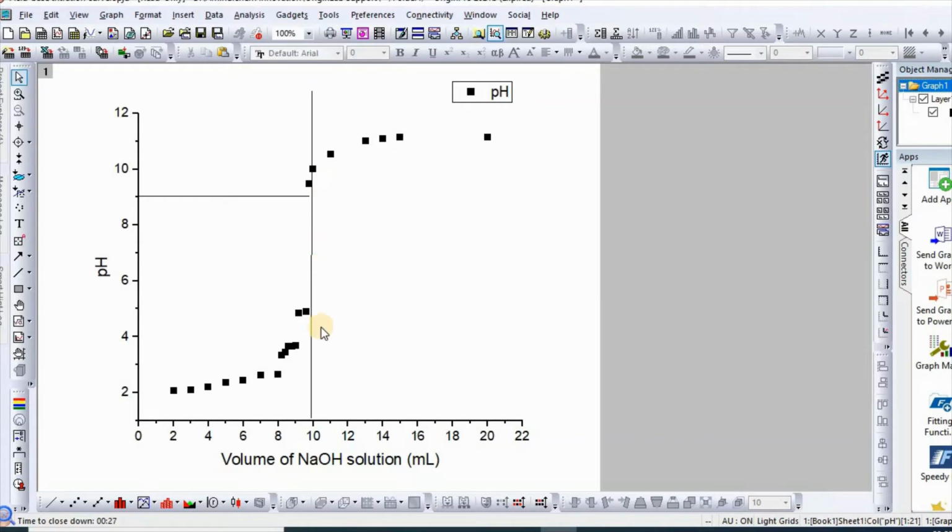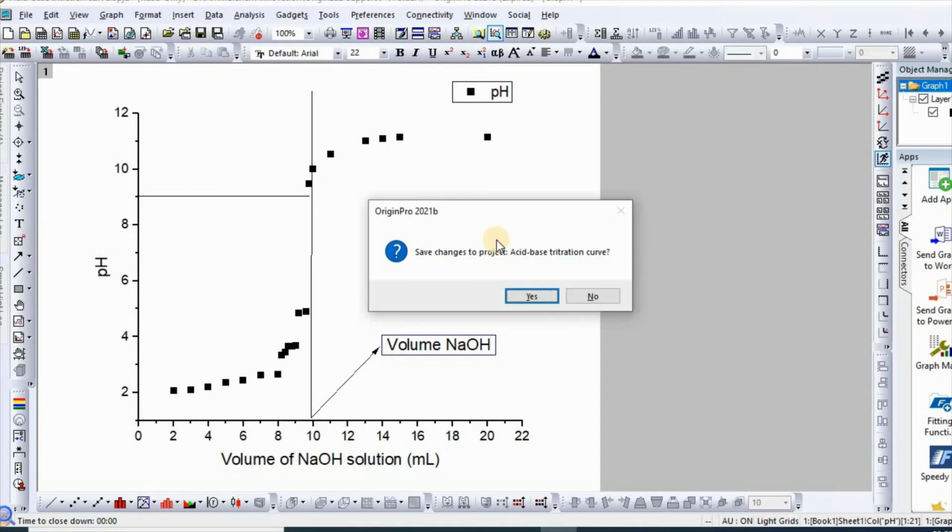Here it is clearly seen that the vertical line intersects at pH 9. This intersect is the volume of sodium hydroxide solution.